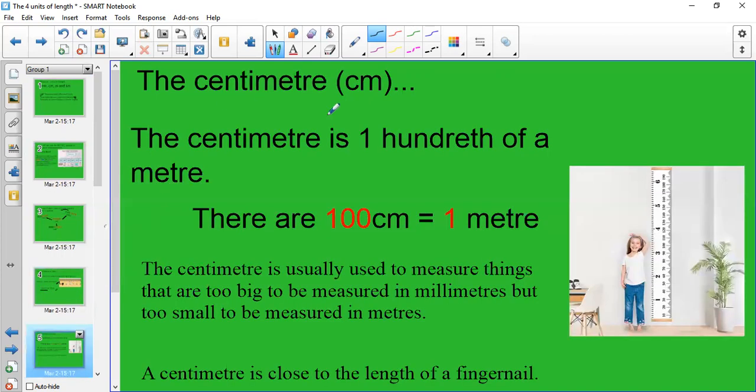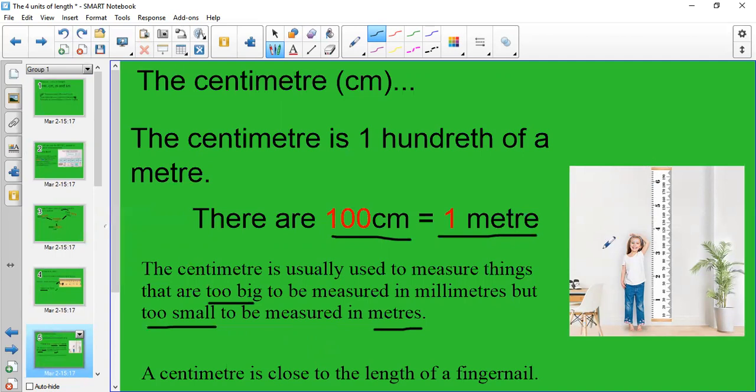The centimeter is 1/100th of a meter. So there are 100 centimeters equal to 1 meter. There are 100 centimeters in 1 meter. The centimeter is usually used to measure things that are way too big to be measured in millimeters, but also far too small to be measured in meters. 1 centimeter is close to, now this is just an estimate, the length of a fingernail, so it's a good way to picture that in your head.